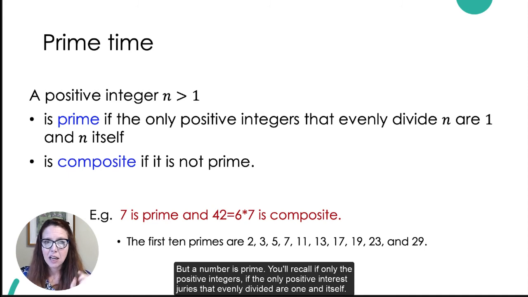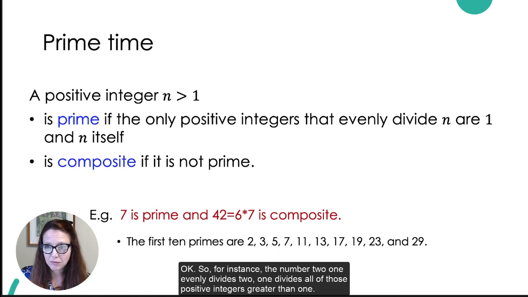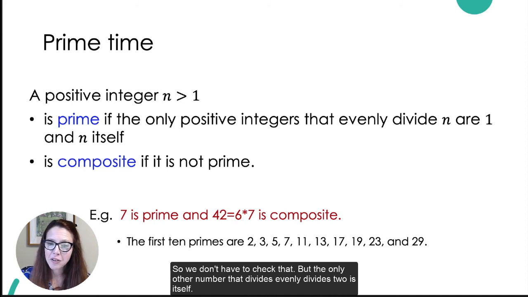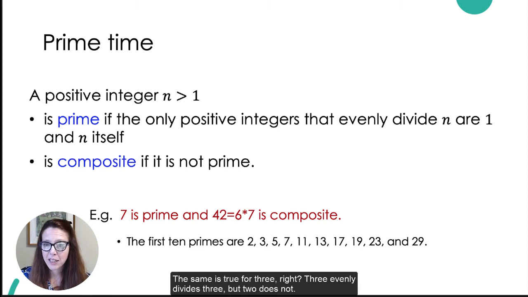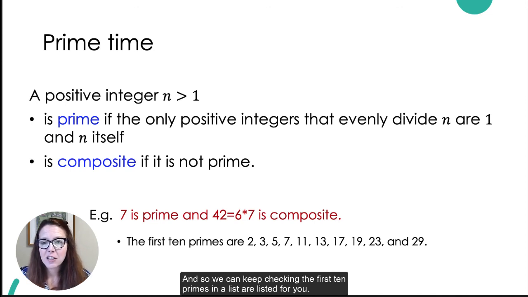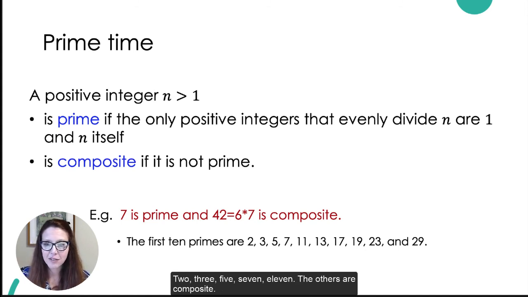But a number is prime, you'll recall, if the only positive integers that evenly divide it are 1 and itself. So for instance, the number 2: 1 evenly divides 2, 1 divides all of those positive integers greater than 1, so we don't have to check that. But the only other number that evenly divides 2 is itself. The same is true for 3, right? 3 evenly divides 3, but 2 does not. And so we can keep checking. The first 10 primes in a list are listed for you, 2, 3, 5, 7, 11.